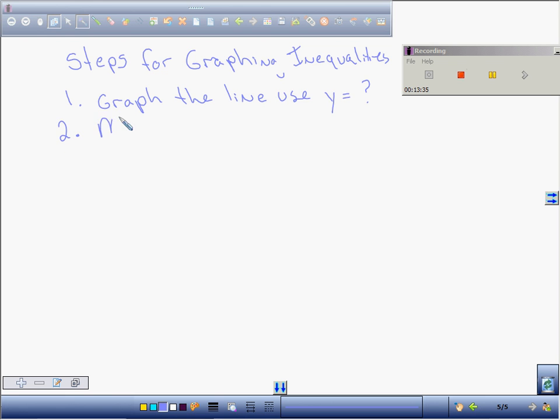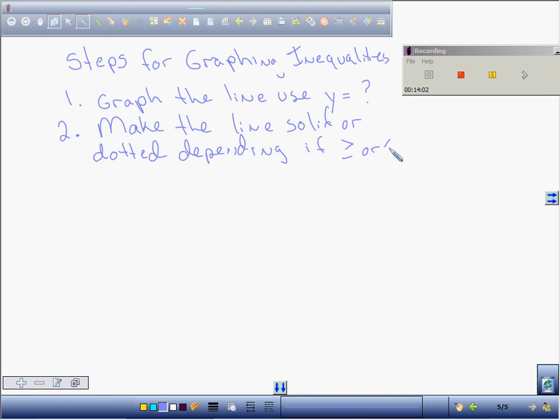These are good steps to follow when you're doing your homework. Make the line solid or dotted, depending on the inequality. If it's greater than or equal to or less than or equal to, that's a solid line. If it's just greater than or less than, that's dotted.